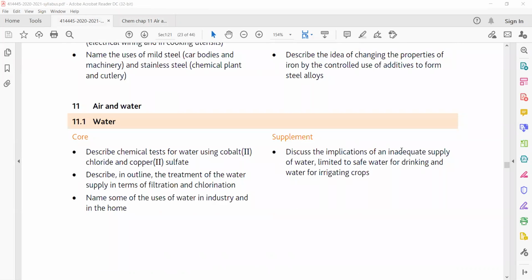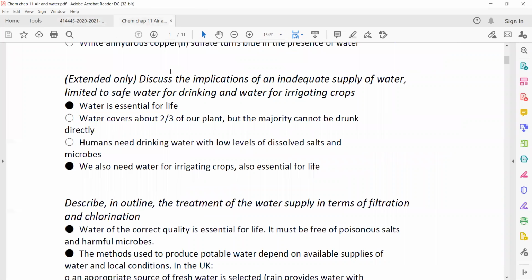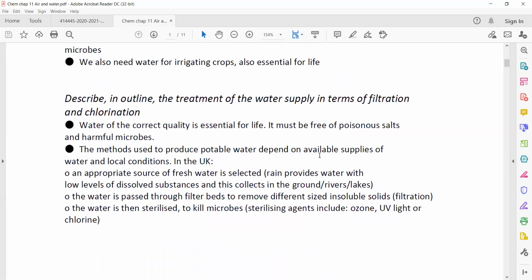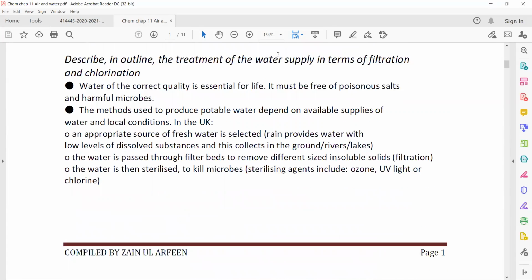Discuss the implication of an inadequate supply of water, limited to safe water for drinking and water for irrigating crops, and describe an outline treatment of the water supply in terms of filtration and chlorination, and name some uses of water in industry and home. So water is essential for life, which humans need. Drinking water should have a very small quantity of dissolved salts. How do we carry out filtration? Water of correct quality is essential for life.